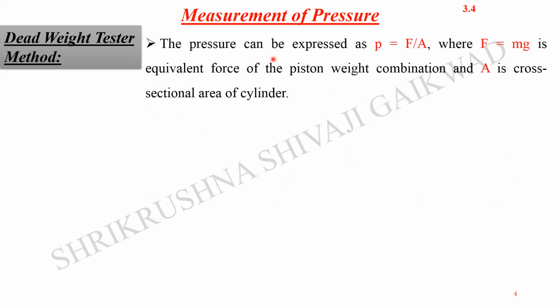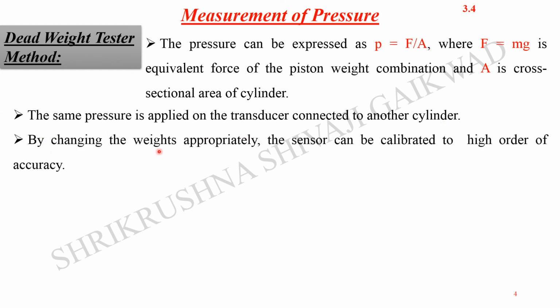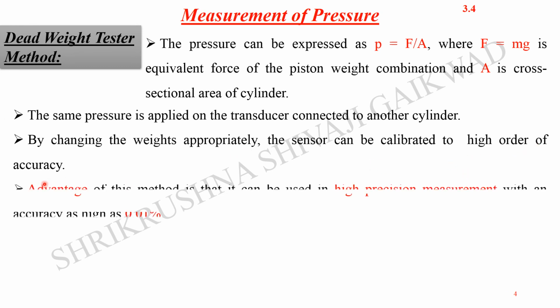Now, the pressure can be expressed as P equals F by A. F is the force mg, that is the gravitational force, where m is the mass and g is the acceleration due to gravity, or the gravitational constant. It is the equivalent force of the piston-weight combination, and A is the cross-sectional area of the cylinder. The same pressure is applied on the transducer connected to the other cylinder. Similarly, by changing the weights appropriately, the sensors can be calibrated to a high order of accuracy.